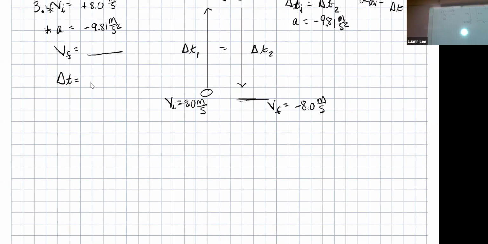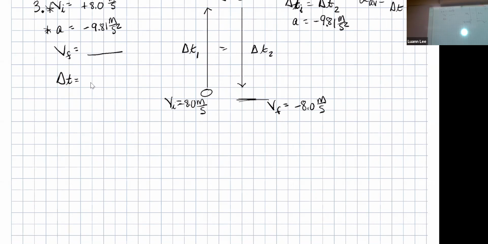When you're working with up and downs and acceleration, just remember that all that negative sign is telling you is a direction. So you can say velocity is 8.0 meters per second up. You can say it's positive 8.0 meters per second. You can say it's negative 8.0 meters per second. You can say it's 8.0 meters per second down.